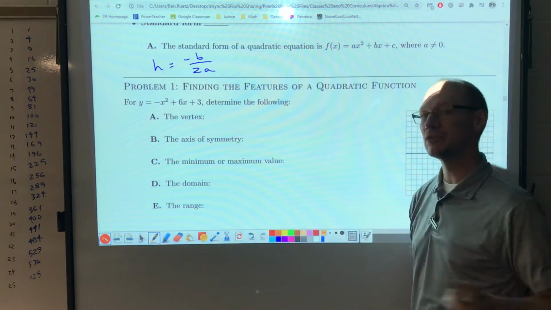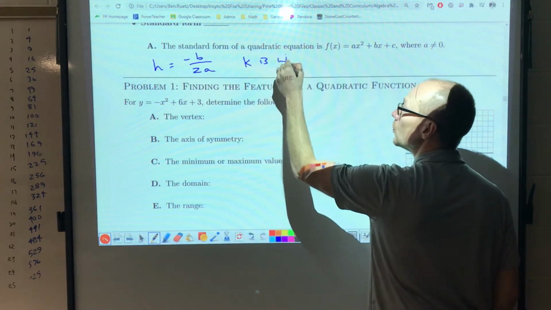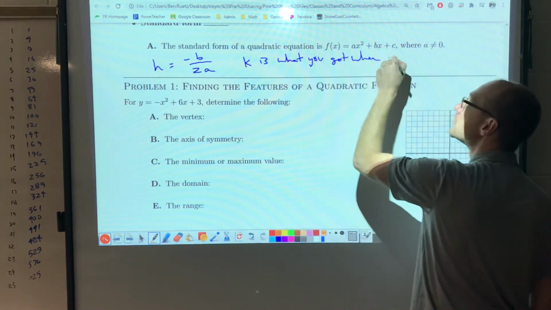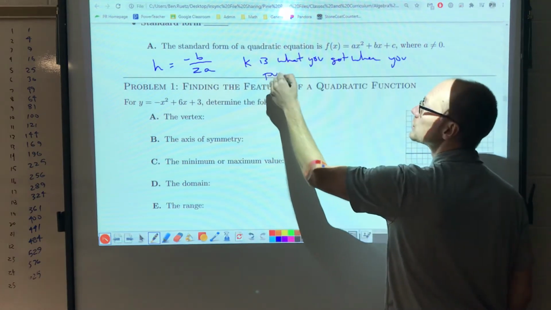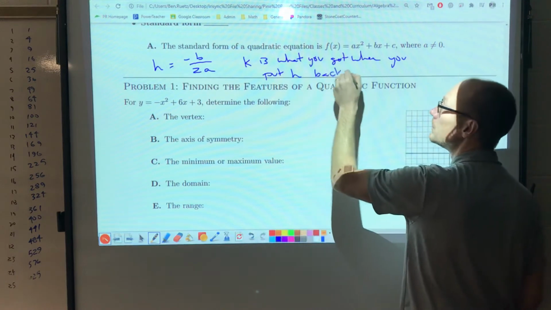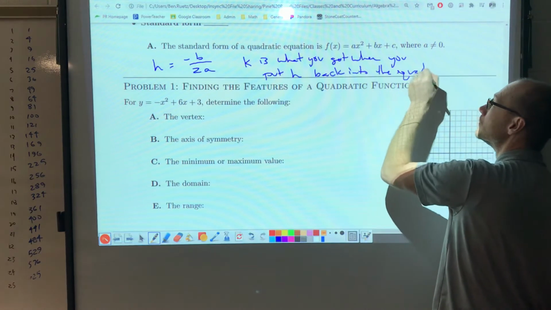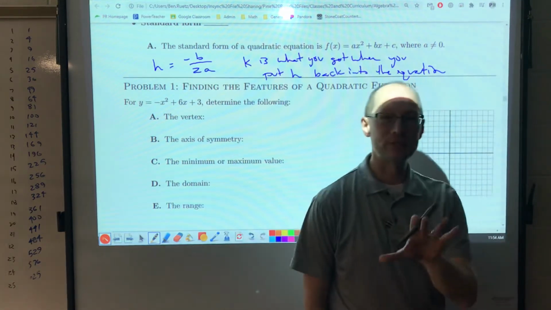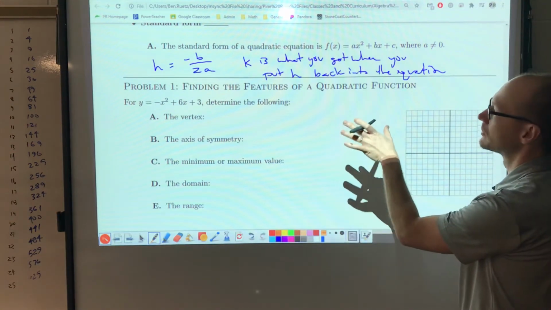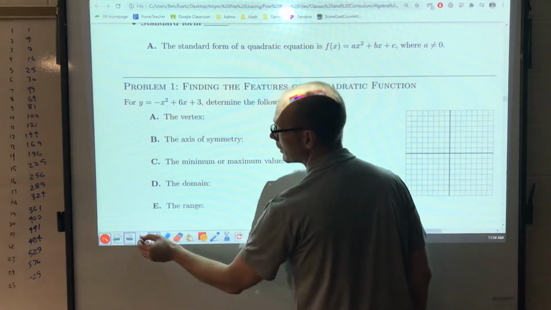That's how you find the h value of your vertex. And the k is what you get when you put h back into the equation. So that's that. You can pause that to figure out what that says. But now let's go ahead and do problem number 1.